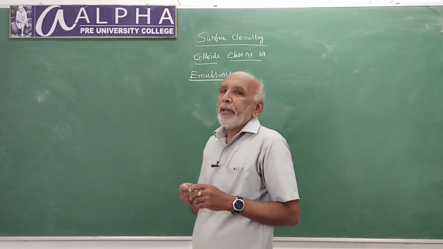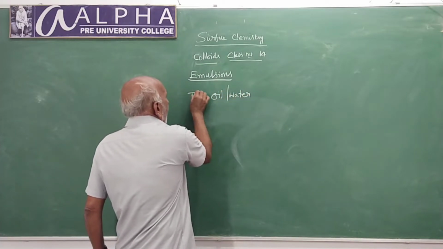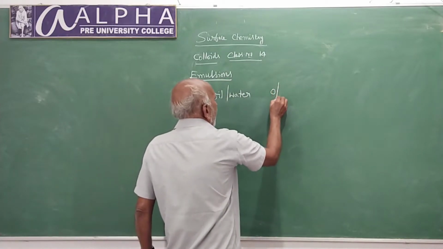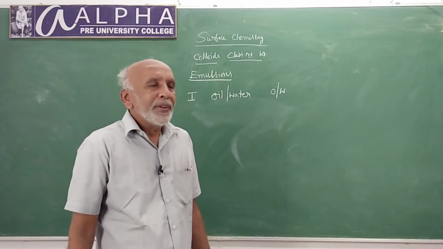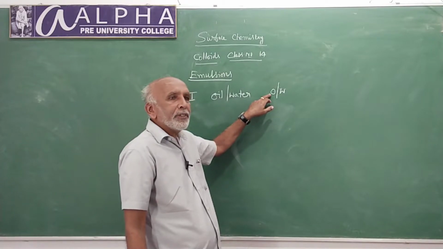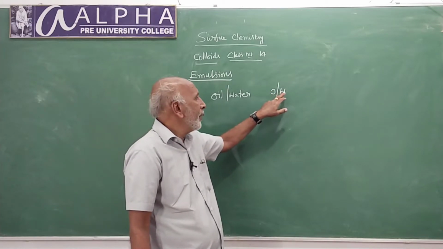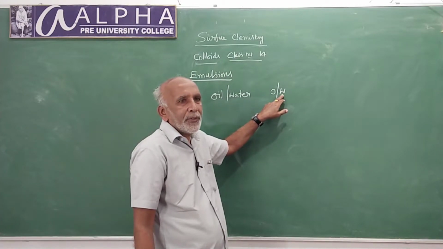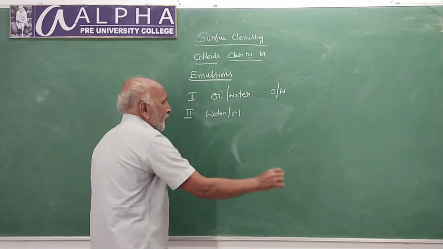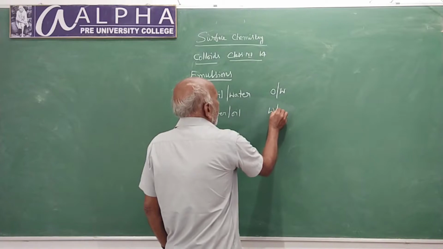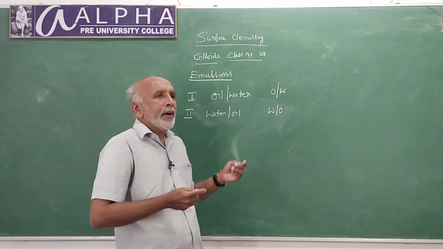One, oil in water emulsion, often represented as O/W. O stands for oil, W stands for water. See here, this is dispersed phase, this is dispersion medium. It is present in a small amount in the system, and it is present on a large scale or amount. Another type is water in oil emulsion, denoted by W/O. There are two types of emulsions: oil in water emulsion, water in oil emulsion.